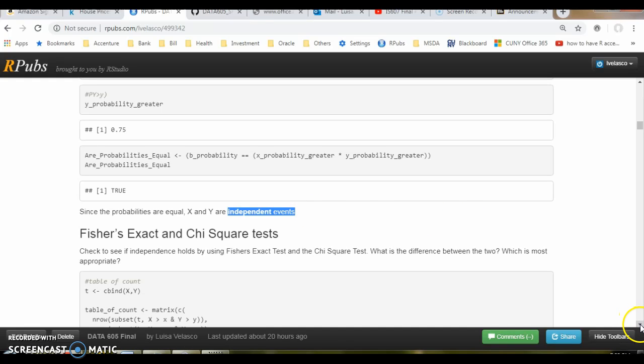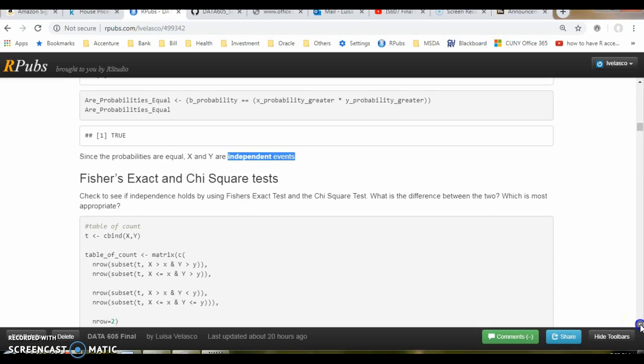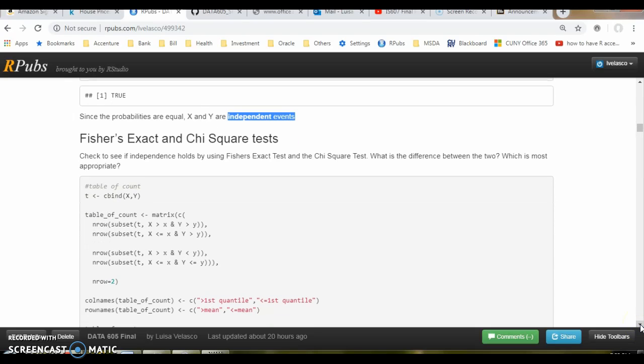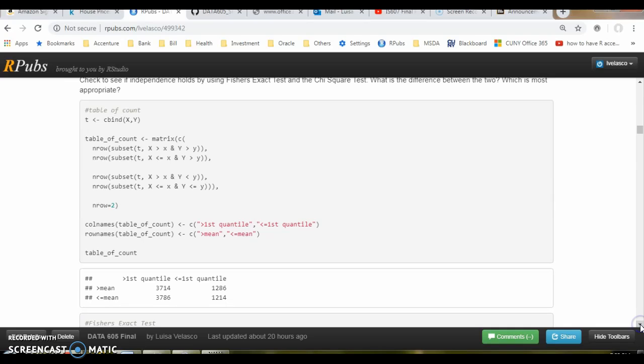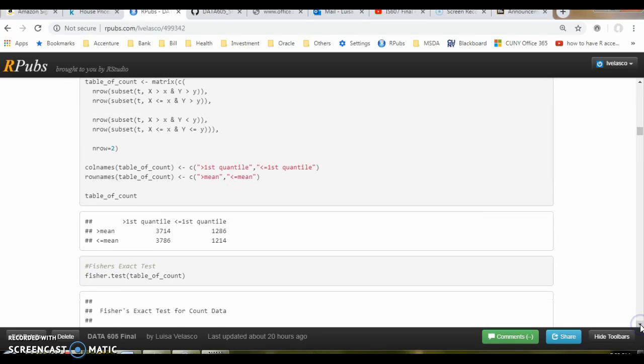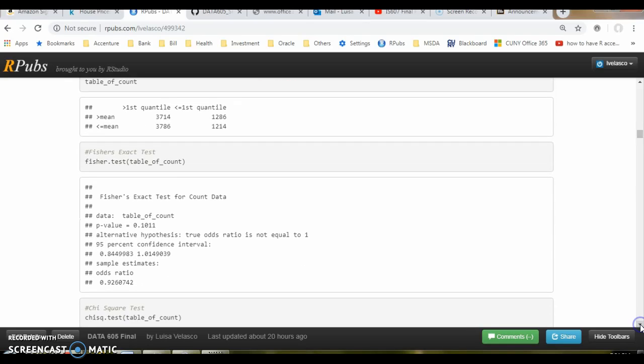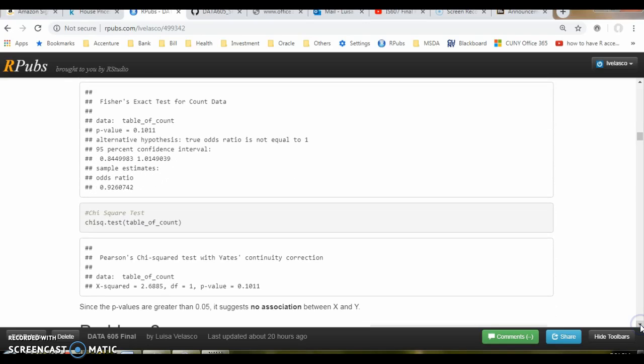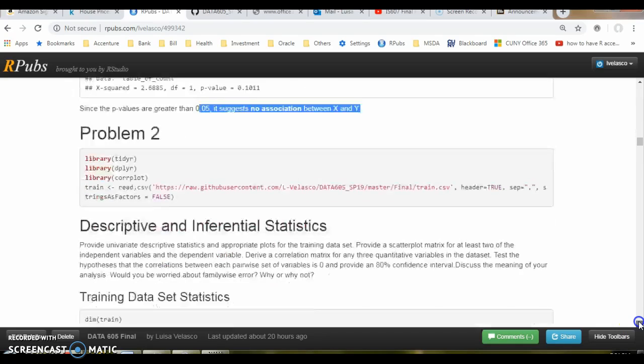We used Fisher's exact and chi-square to test for association. When we ran those, I got the same p-value of greater than 0.05, which suggests no association between x and y.